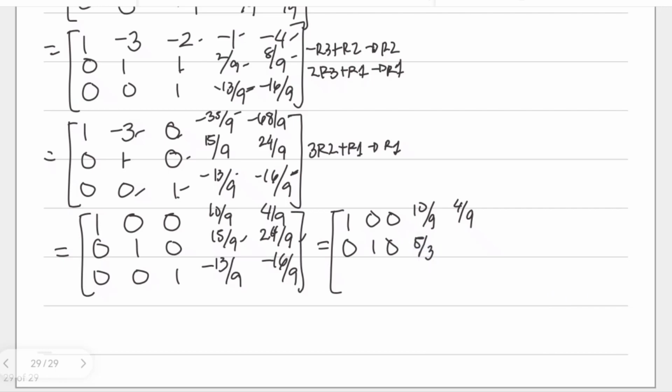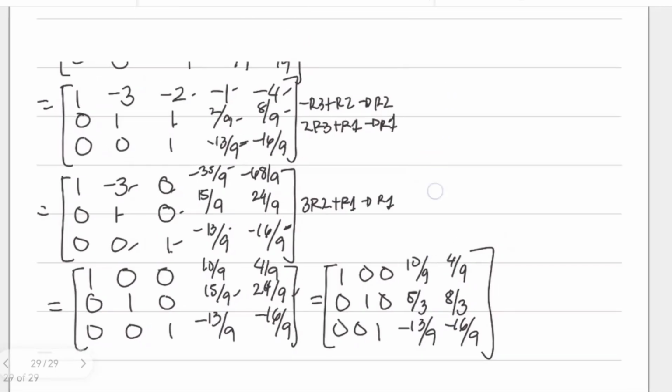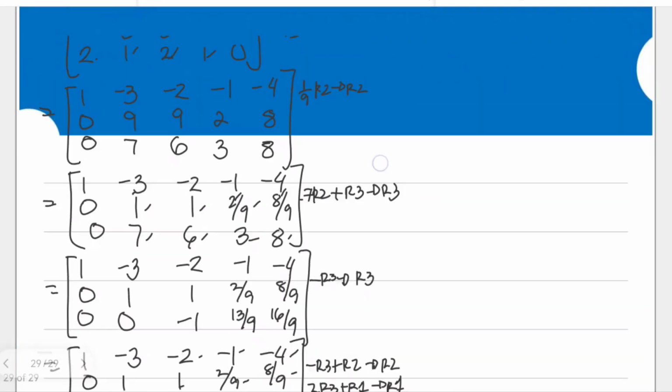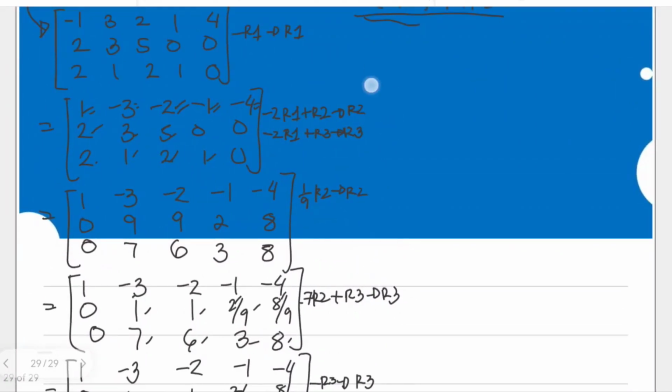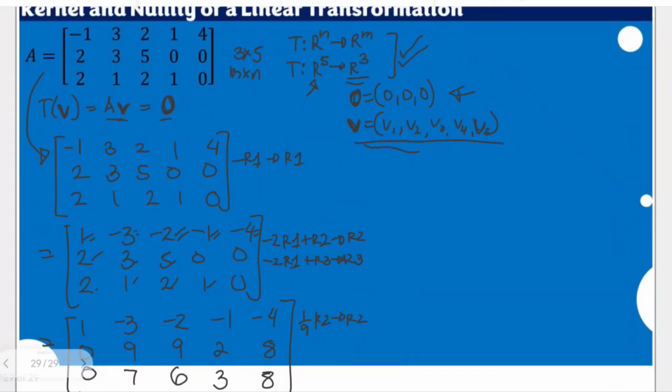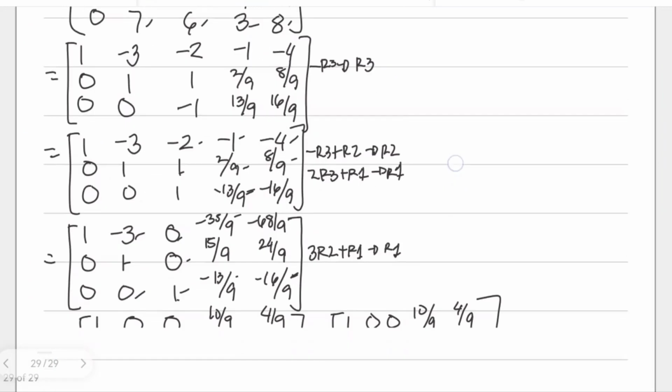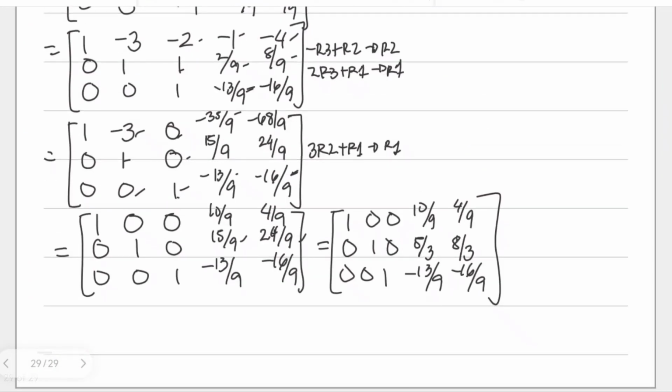5 thirds, and then minus, yes, that's 8 thirds. And of course, it is 0, 0, 1, negative 13 ninths, and negative 16 ninths. Now from here, this one, already in reduced row echelon form, shall be multiplied with this vector here. So let me just rewrite it here. Hopefully I could copy this. So 10 ninths, 4 ninths.